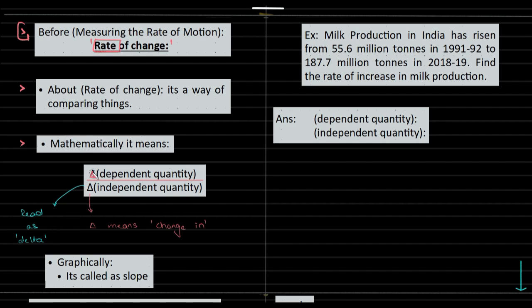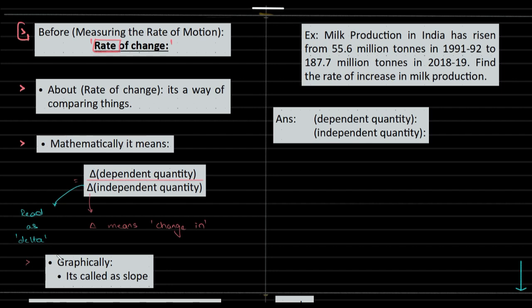Here I have written some triangle structure, is it not? This is nothing but delta. It's read as delta. It actually means change in. So mathematically, rate of change is change in dependent quantity divided by change in independent quantity. Graphically, it means a slope.